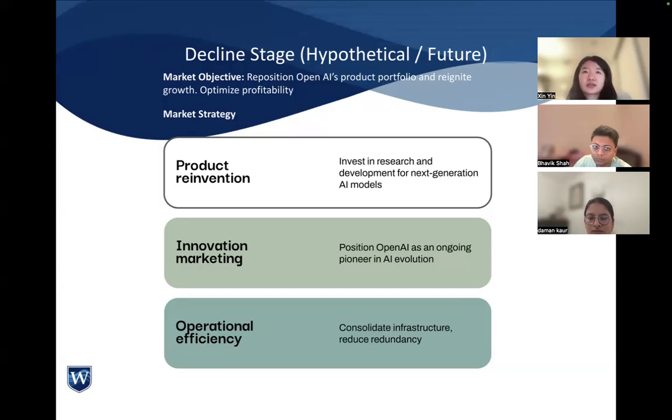The marketing strategies emphasize innovation, renewal, and relationship management. Marketing would pivot from performance messaging to innovation storytelling, reinforcing OpenAI's reputation as a long-term leader driving responsible and transformative AI. Ultimately, the decline stage is less about contraction and more about transformation. Through continuous reinvention and strong customer engagement, OpenAI can turn potential decline into a new cycle of growth, preserving its relevance and leadership in the AI ecosystem.